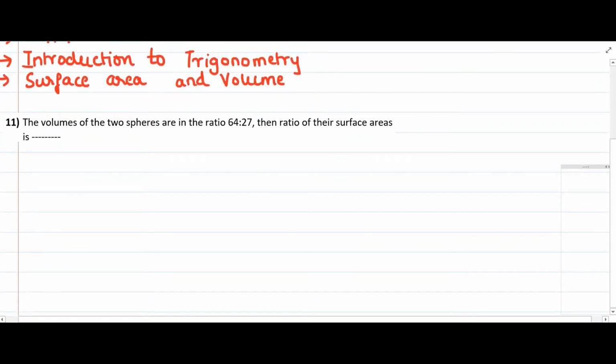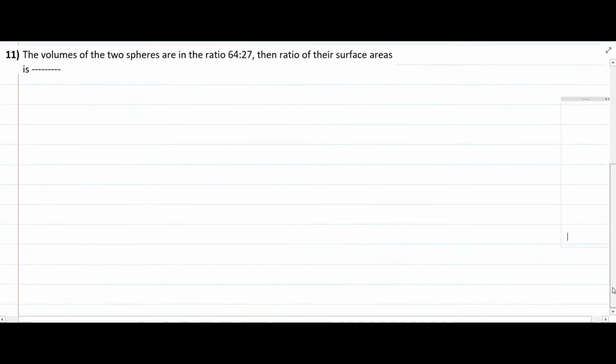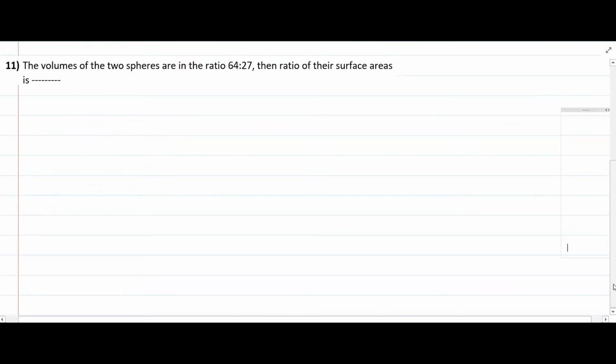Okay, the 11th question. The volumes of the two spheres are in the ratio 64 is to 27. Then the ratio of their surface areas is. Okay, we all know the volume of the sphere. So what is that? Volume of the sphere equal to 4 by 3 pi r cube.